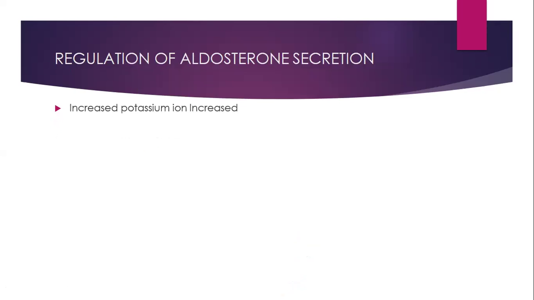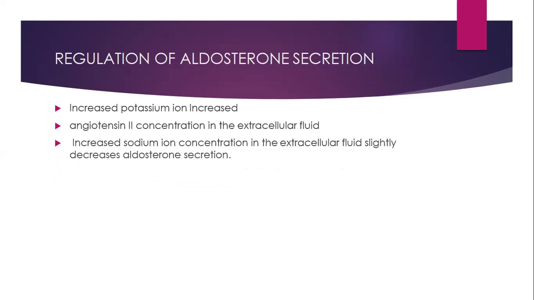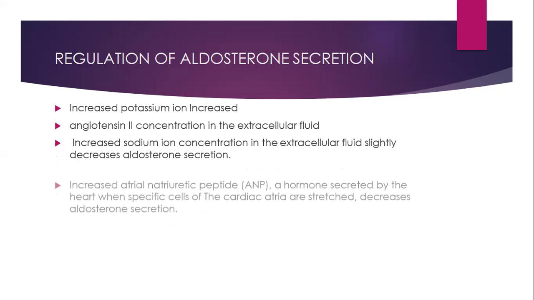Now, how do you regulate aldosterone secretion? Number one, we have increased potassium. And number two, we have angiotensin concentration. So when these are increased, we are going to have production of aldosterone. But when the levels of sodium ion increase in the ECF, then we are going to decrease aldosterone secretion. Why? Because aldosterone secretion is very important for the reabsorption of sodium ion. Because we already have high sodium ions in the ECF, there's no need of adding to whatever we have. So we need to slow down the production of this hormone.